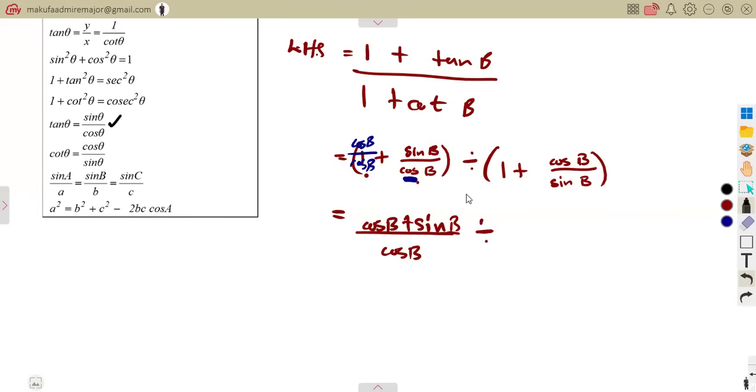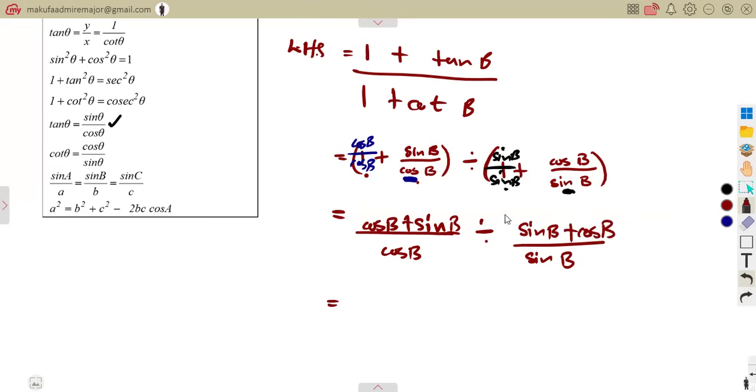Divided to the same thing here, 1 as the denominator there, it is the sine of B over the sine of B. The denominators are the same. So what do we do? Add. Just add the numerators together. So it's going to be sine B plus the cos of B.